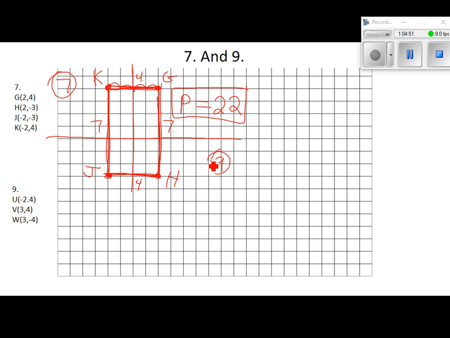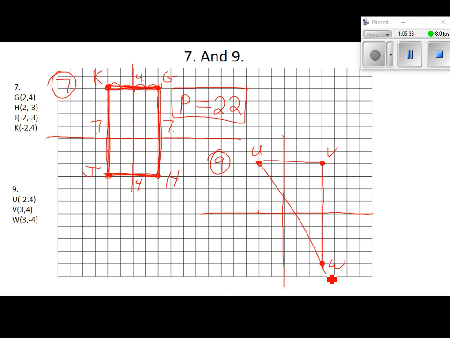Number 9, I'm going to draw X and Y axes right here in the corner. This time the first one is -2, 4, that's U. Next point is 3, 4, that's V. And then W is 3, -4. That's W. So now we have this shape. That's our triangle.